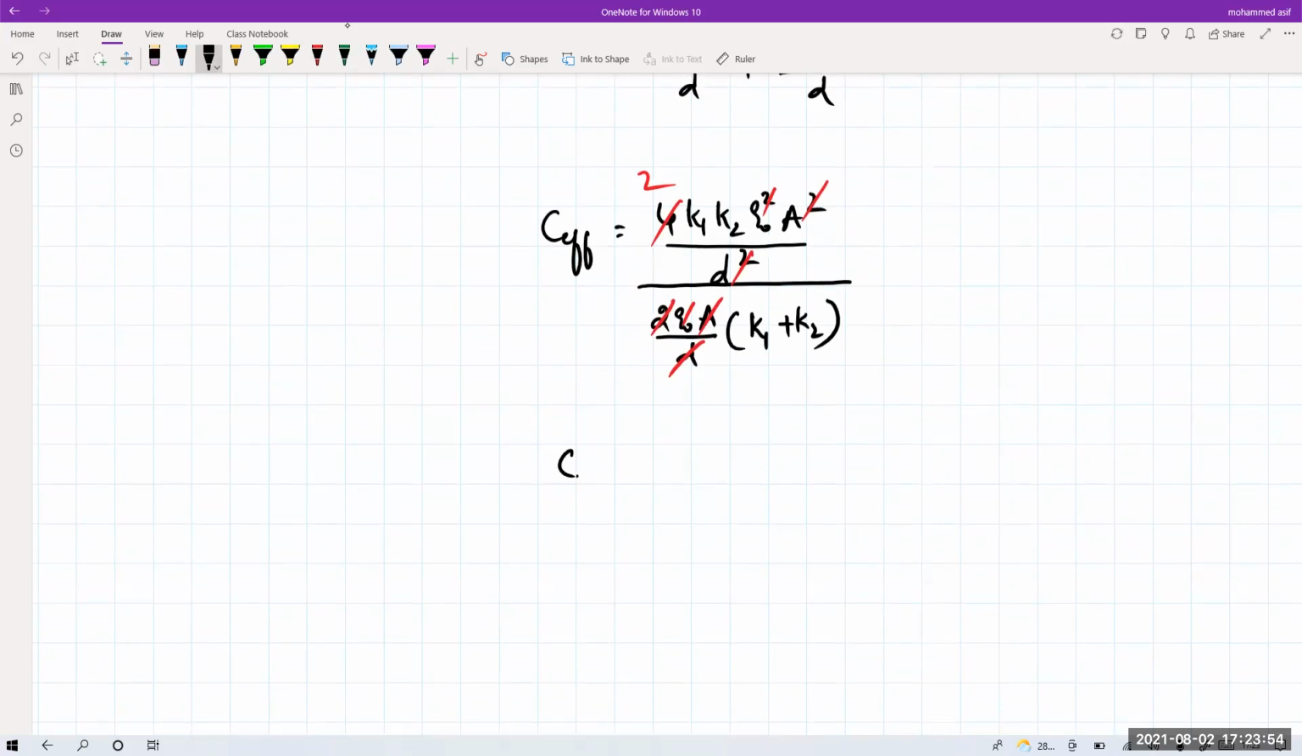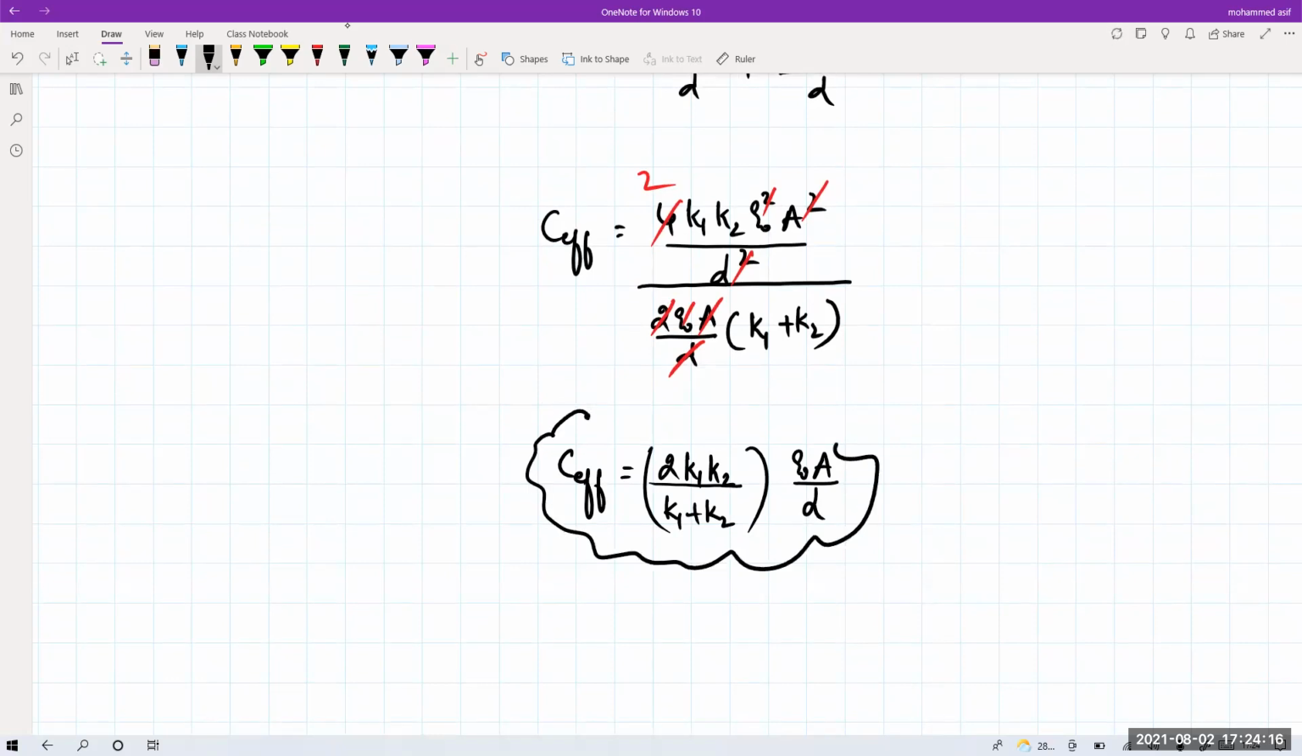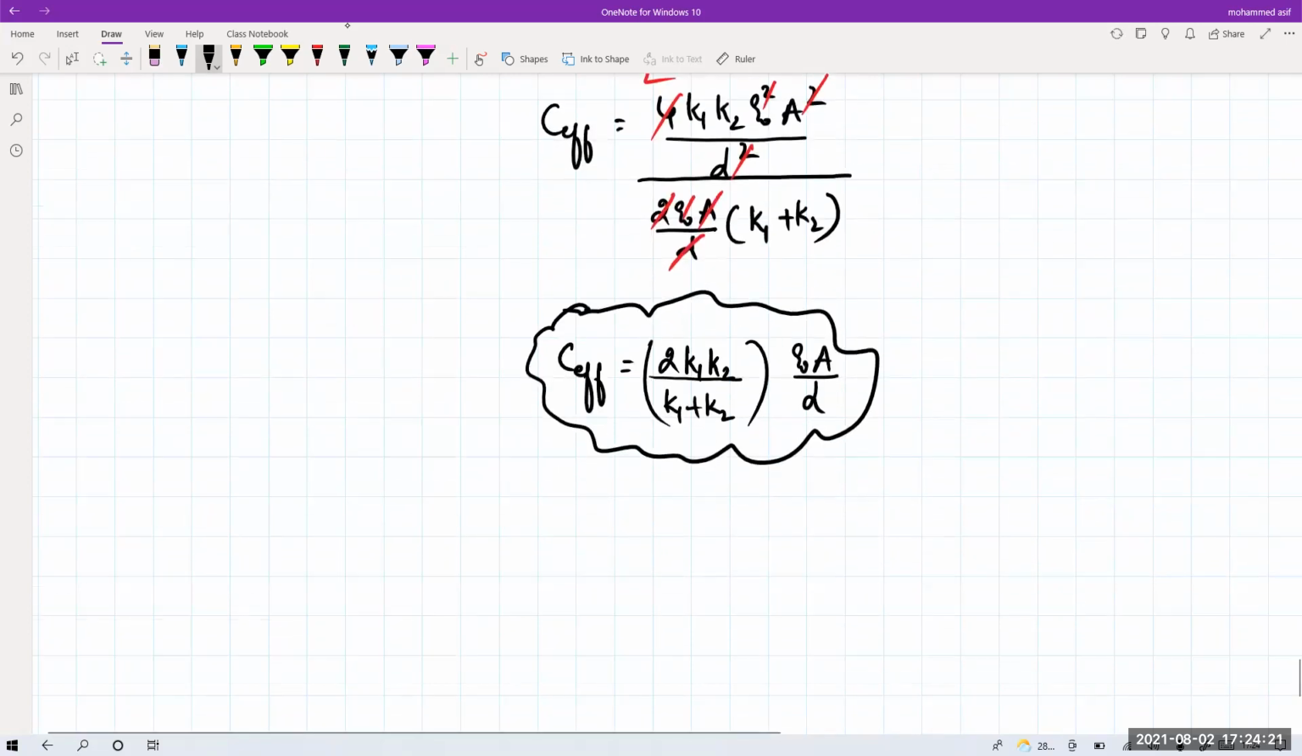C effective is equal to 2 times K1 into K2 divided by K1 plus K2, into epsilon naught A divided by D. Isn't it? So this will be your C. Clear? Understood, right? You only learn these when you do them yourself.